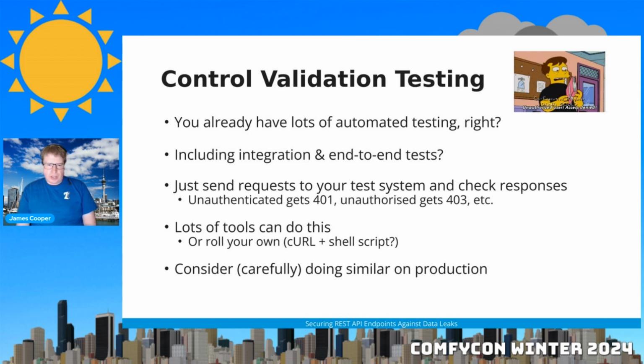Another thing you can add to that, in whichever way you want, is to do this thing called control validation testing, which I just call automated exposure testing. Basically, you just have some system go through and send basic requests to your API endpoints. All unauthenticated requests should get back a 401, all authenticated but without the right level of authorization should get back a 403, all appropriate requests should get back a 200 or a 201 or whatever. Just as simple as that.